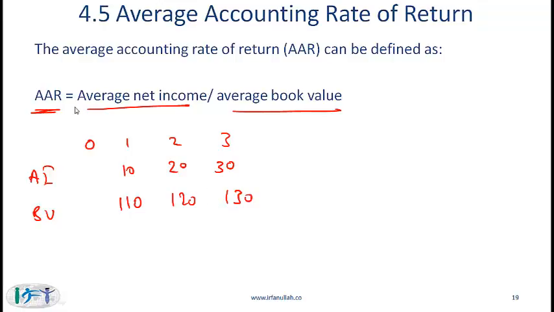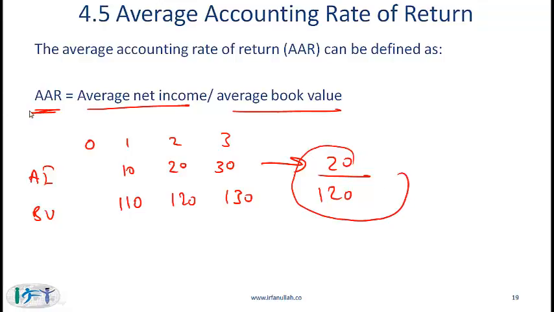The calculation is straightforward. Average net income is 20. So 10, 20 and 30, average number is 20. Average book value is 120. So this gives us our AAR, or average accounting rate of return. The decision rule between multiple projects would be to pick the project with the highest AAR.